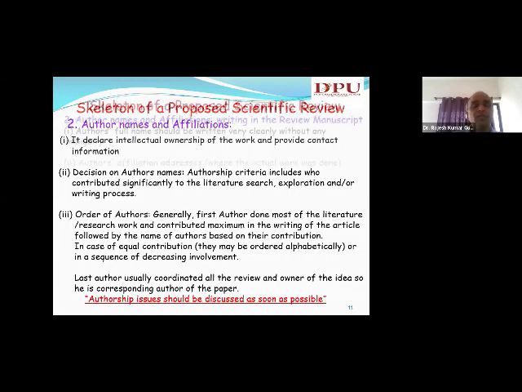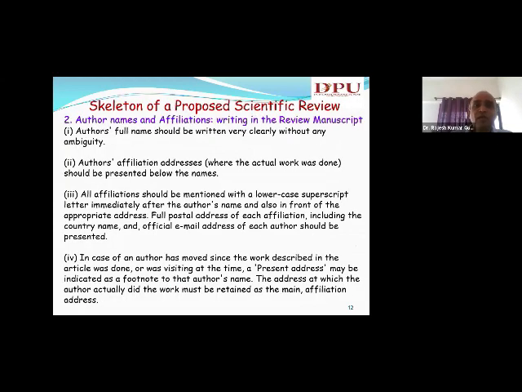Now coming to author's name and affiliation, writing in the review manuscript. Basically, the author's full name should be written very clearly without any ambiguity. If any confusion is there, it should be asked directly of the authors to write their exact name properly. Authors' affiliation addresses where the actual work was done should be presented below the names. All affiliations should be mentioned with a lowercase superscript letter immediately after the author's name and also in front of the appropriate addresses. Full postal address of each affiliation, including the country name and official email addresses.